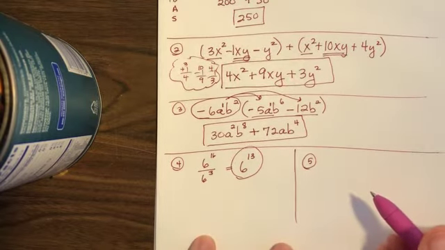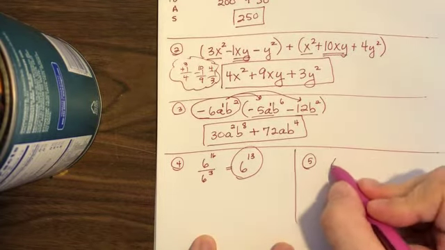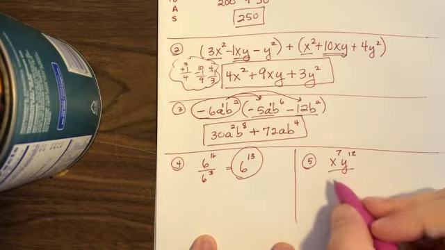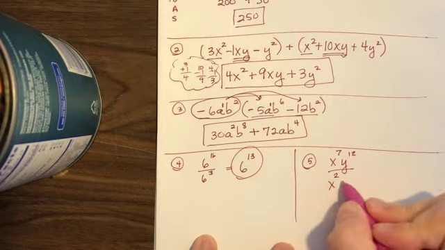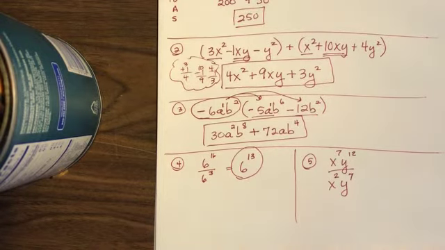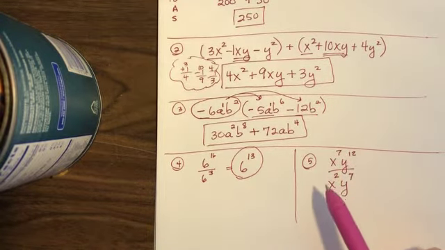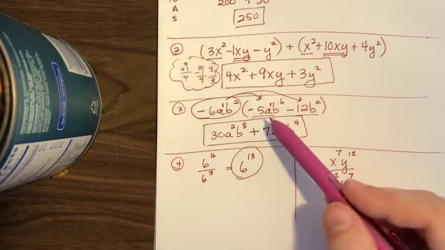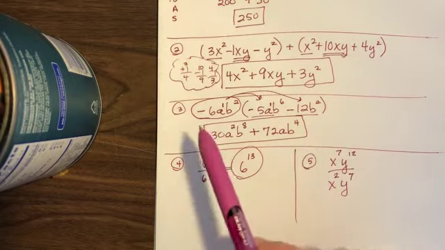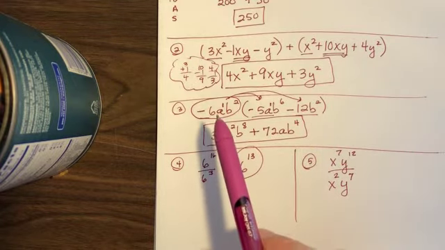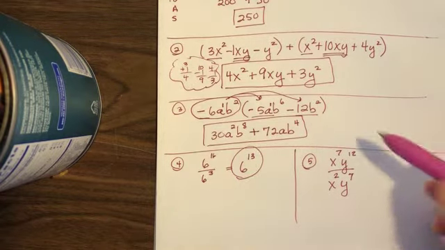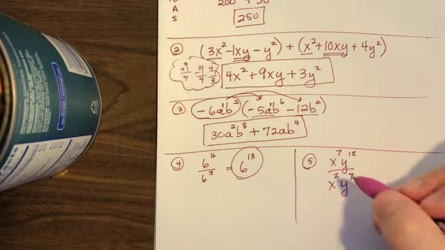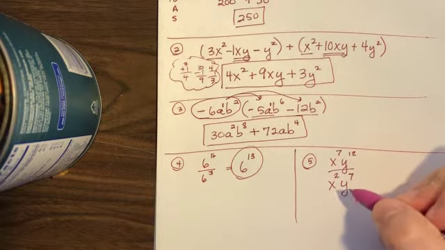All right. Number 5, it's got letters, so you're less likely to do something bad like dividing the base numbers. Okay, so we have x to the 7th, y to the 12th, divided by x squared, y to the 7th. And just like when we were multiplying with multiple variables, you added exponents for each letter separately. Well, here you're going to subtract exponents for each letter separately. Always top minus bottom. That's important.